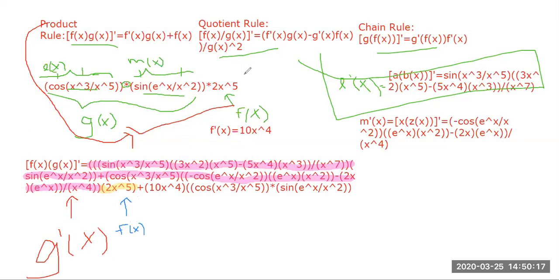Cool. That means this part right here is our f prime of x. Which I'm not going to highlight the last one, there's no need, but all of this is our original g of x.